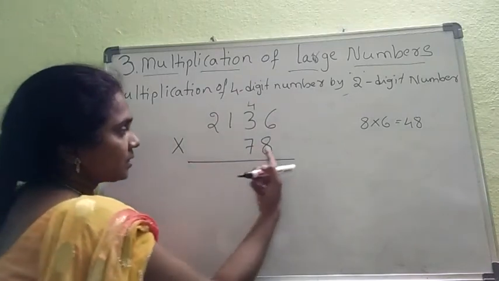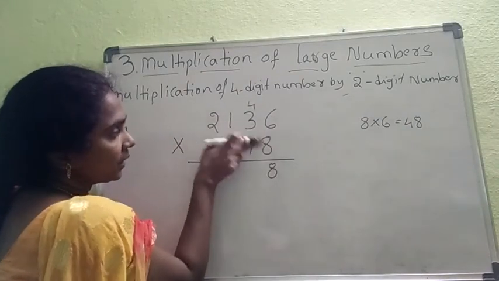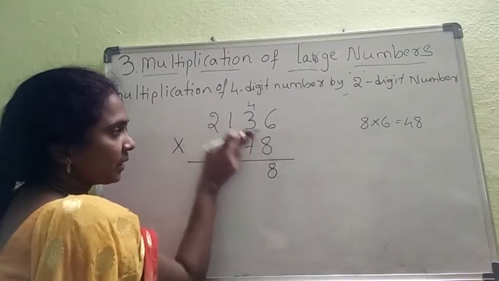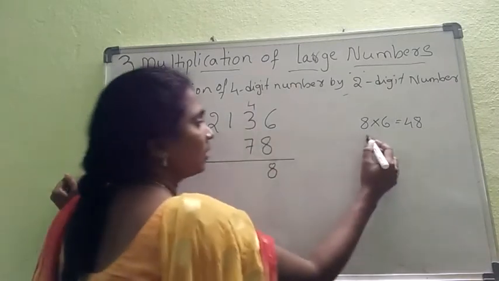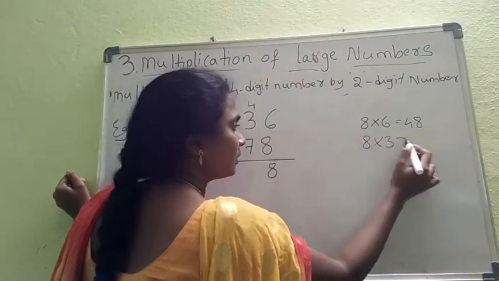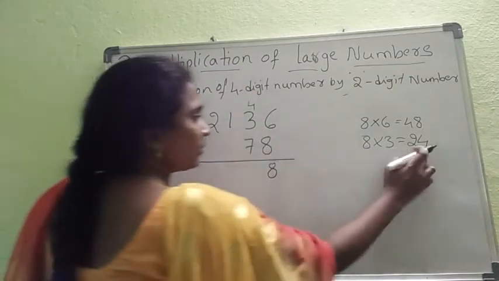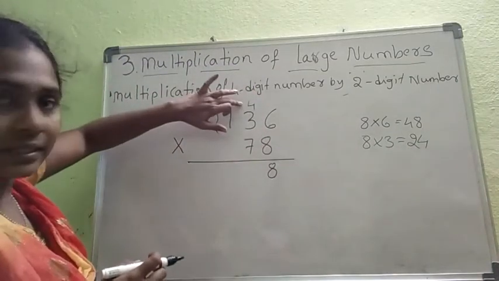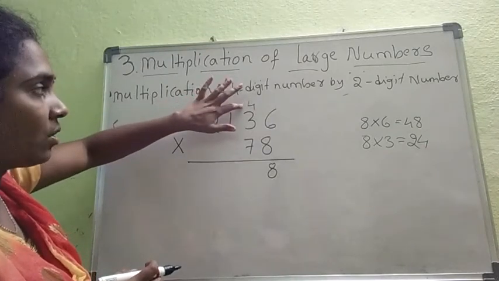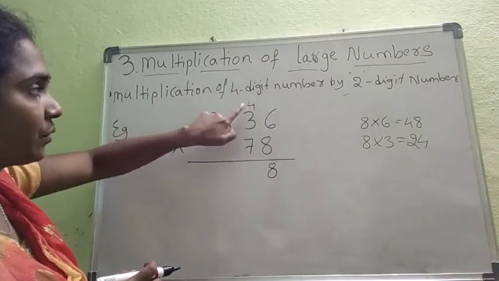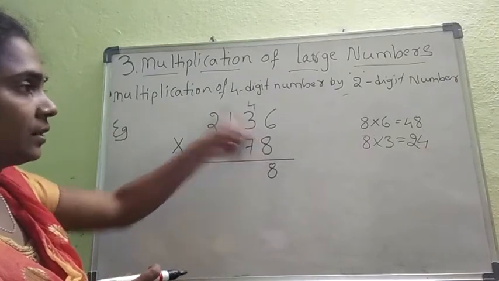Okay. Now next, 8 into 3. 8 threes are, how much? 8 threes are 24, right? But this carry is there, right? 4 as a carry we got, right? Now you should add this 4 to the product of 8 into 3.